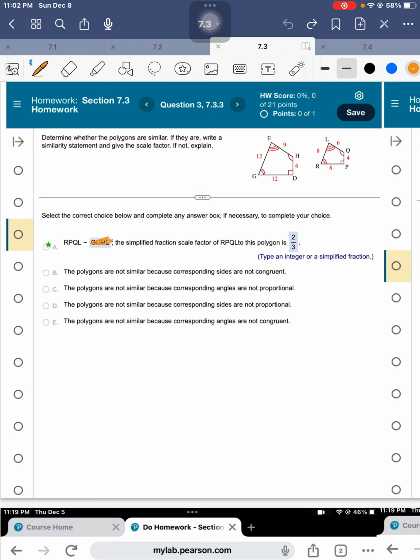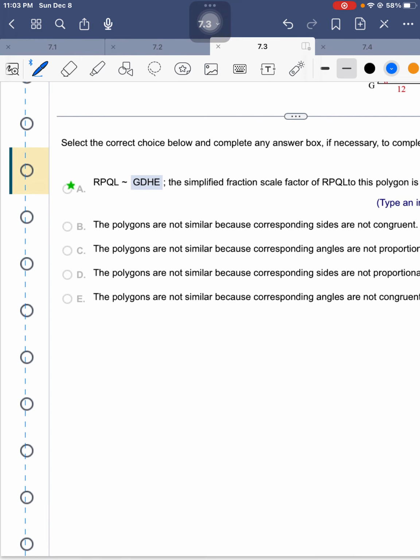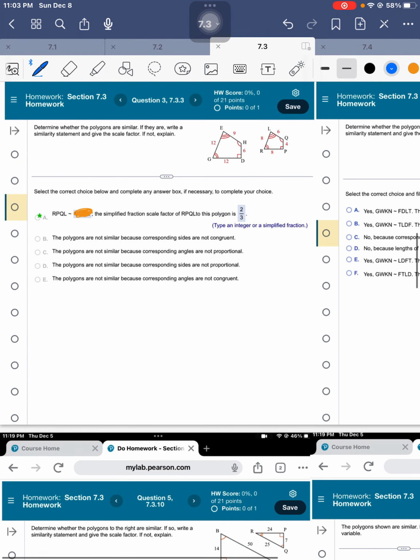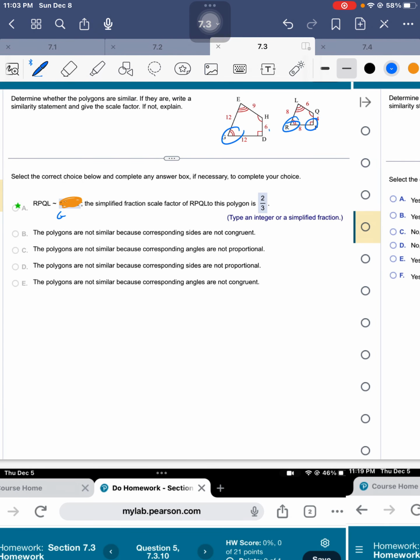Or if this was blank, and they're telling you, okay, look, buddy, question A, if they are similar, we need you to write it like this. And then we can say, okay, cool. So R has how many arcs? 2 arcs. What else has 2 arcs on the other polygon? G. What about P? P has the right angle, so D has the right angle. What about Q? Q has the 1 arc, so H has the 1 arc. L has the 3 arcs, E has the 3 arcs, so G, D, H, E. And is that correct? Yeah, G, D, H, E.